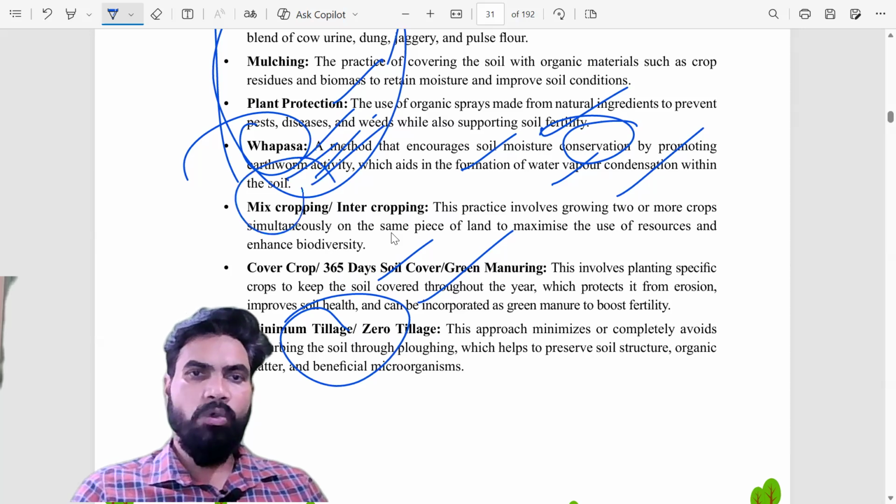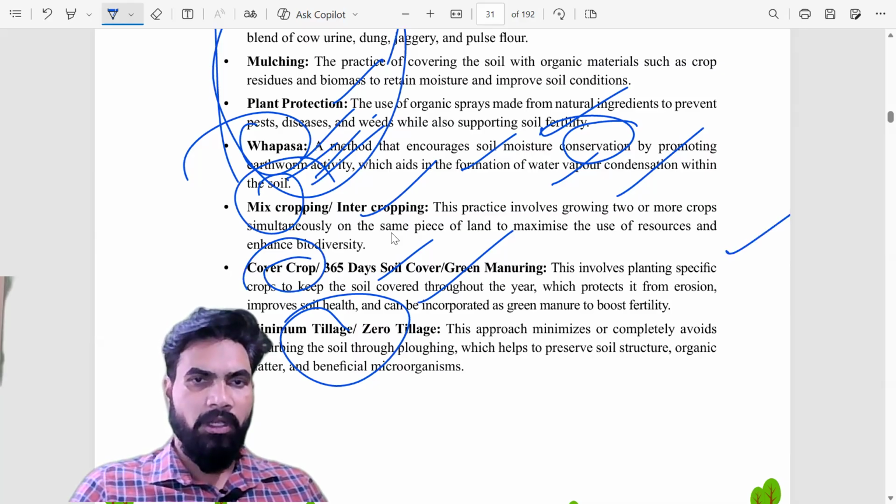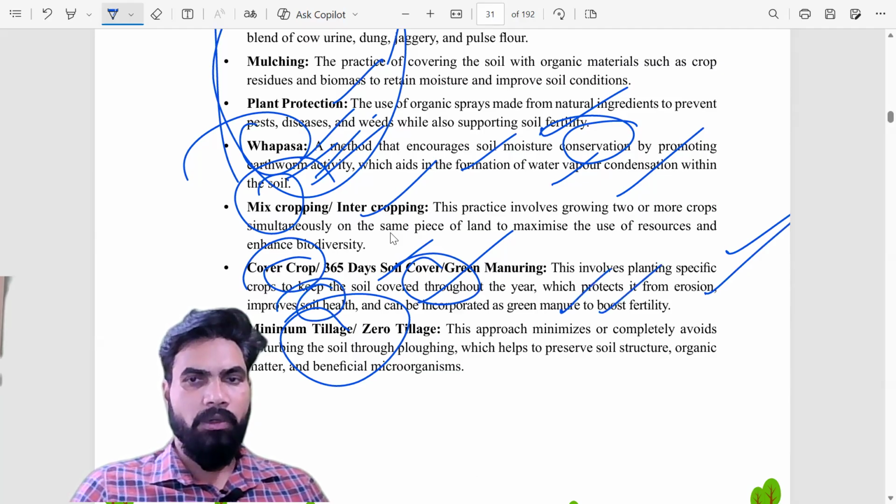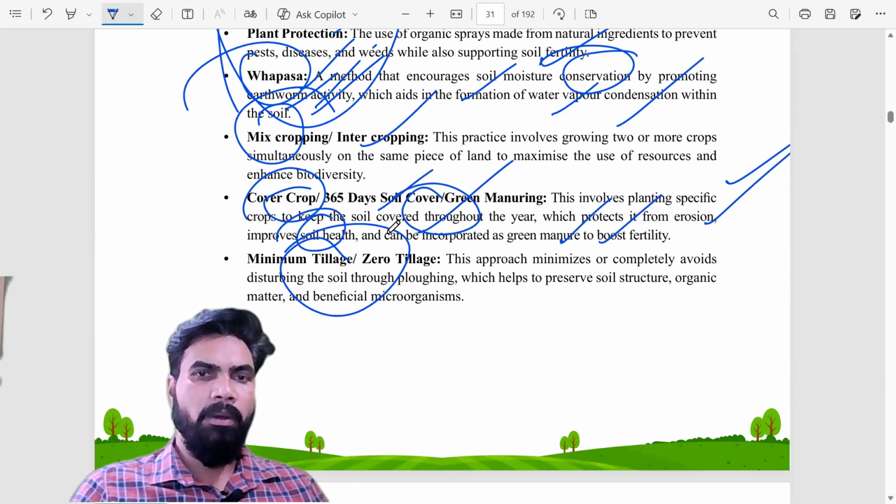Mixed cropping and intercropping, I think you already know. Cover crop will also be there. This involves planting specific crops to keep the soil covered throughout the year, which protects it from erosion and improves soil health, and can be incorporated as a green manure whenever required to boost fertility. Then minimum tillage or zero tillage will also be there.